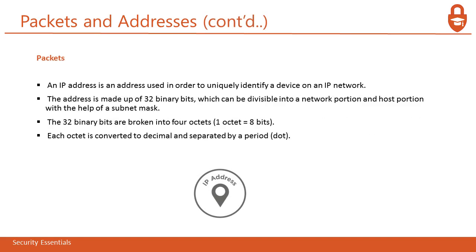Next, let's cover more about IP addresses. An IP address is an address used in order to uniquely identify a specific device on an IP network. The address is made up of a 32 binary bit number, which can be divisible into a network portion and the host portion with the help of a subnet mask. The 32 binary bits are broken into 4 octets. One octet is equal to 8 bits. Each octet is converted into a decimal and separated by a period or a dot.